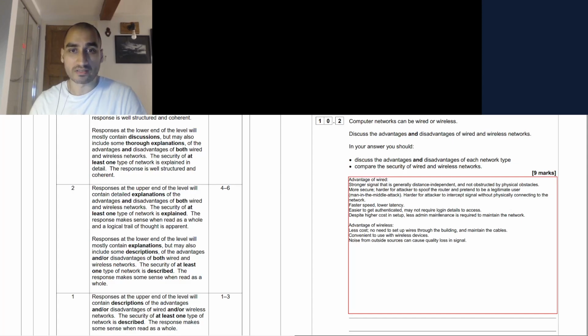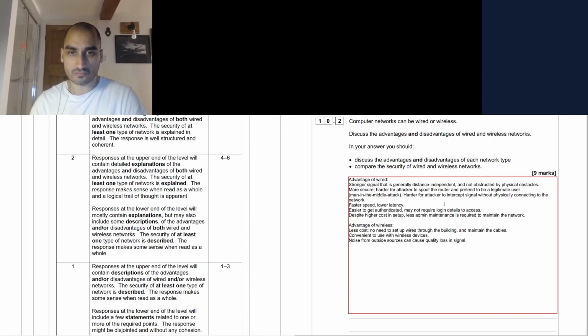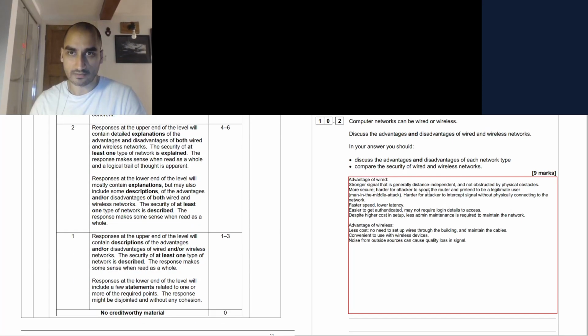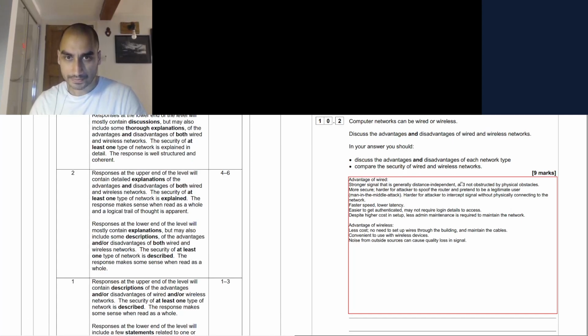Security of at least one type of network is explained. I did do that. I didn't explain both. I explained one because that was the one with the man in the middle attack. So I reckon 6. Because I don't see any argument for why I would get fewer than 6, because I did hit these goals. The response makes sense when read as a whole, and logical trail of thought is apparent. Yeah, I think so.